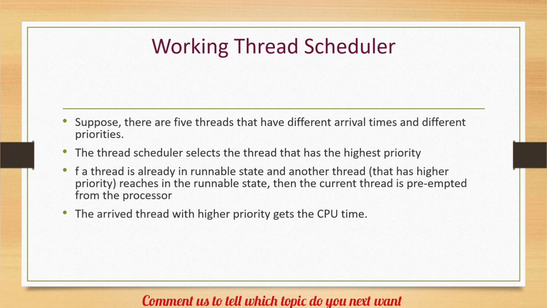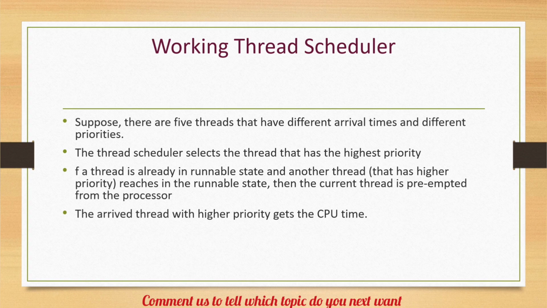And after that, if a thread is already in the running state and another thread reaches the runnable state with a higher priority, then the current thread is preempted from the processor. Means, suppose we already have one thread executing and another thread that has a higher priority comes to our CPU. Now the first thread that is executing will be put to sleep, and the thread with the higher priority will be executed first. So the arrived thread with the higher priority gets the CPU time.